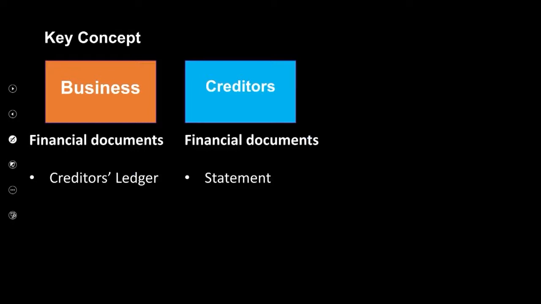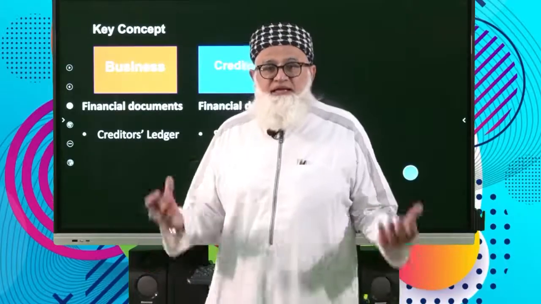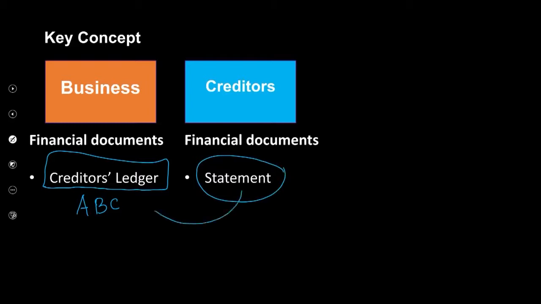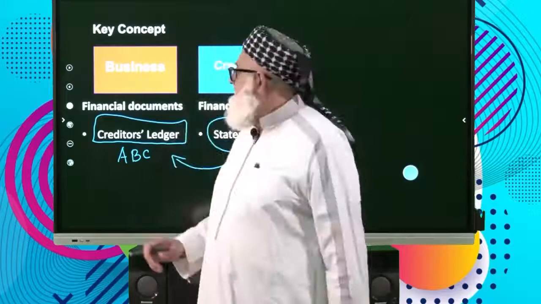So, if you finally bring this down to the bottom line, what does it mean? It means that in our records, we have a creditor's ledger indicating ABC Traders, meaning we're owing money to ABC Traders. What is ABC Traders going to do? They're going to send us a statement saying that, listen here guys, you have bought goods from us on credit, and as a result of the credit transactions for the month, this is the amount of money that you owe us.